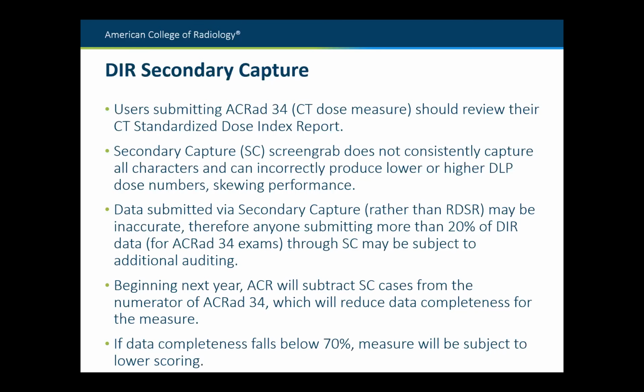But as you know, the data completeness has to be at least 70% for a measure. So if it falls below 70%, that measure will be subject to lower scoring, which typically is either 1 or 0 points. So just something to be aware of. And I'm going to walk you through how you can check this for yourself.